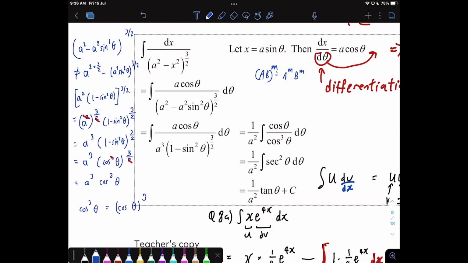You know, right? Cos cube theta is the same as cosine theta to the power of 3. By the way, this is not equal to cosine of theta to the power 3. Are you aware of that? I think you got confused in one of the questions. There was one part where you had to integrate cosine theta square, or x square. They use x.